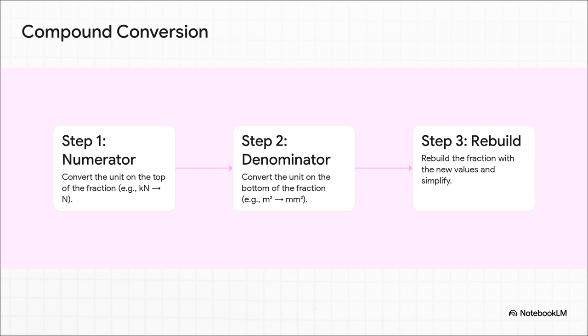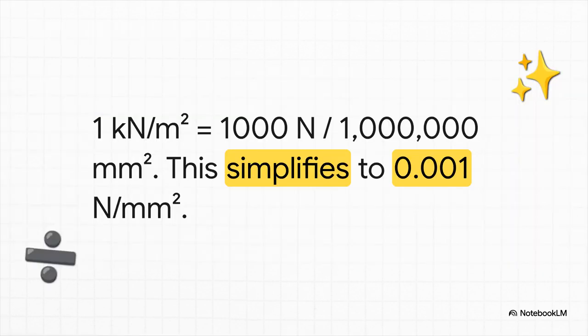First, you deal with the top of the fraction, the numerator. Then you deal with the bottom, the denominator. So let's see how that works. The top part. 1 kilonewton is simply 1,000 newtons. Easy. Done. The bottom part. We just proved that 1 square meter is 1 million square millimeters. Done. Then you just put your new fraction back together and simplify it. It turns a scary problem into a clean, logical process.